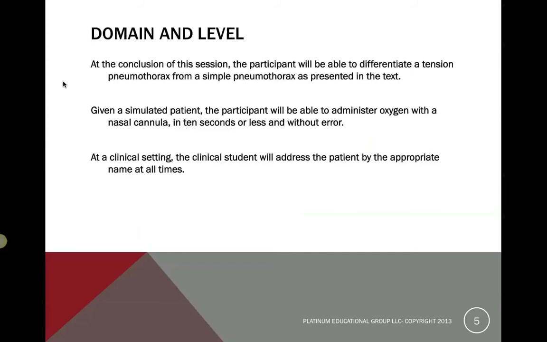At a clinical setting, the student will address the patient by the appropriate name at all times. So at a clinical setting is the condition answering when, or given what, in this case when. The clinical student is the who, the audience, will address the patient by the appropriate name. That's what they're going to do, behavior. At all times is the degree, that means all the time. So this would be an affective because it deals with professionalism. An affective objective, and in this case it would be at the valuing level because they have to do it all the time.